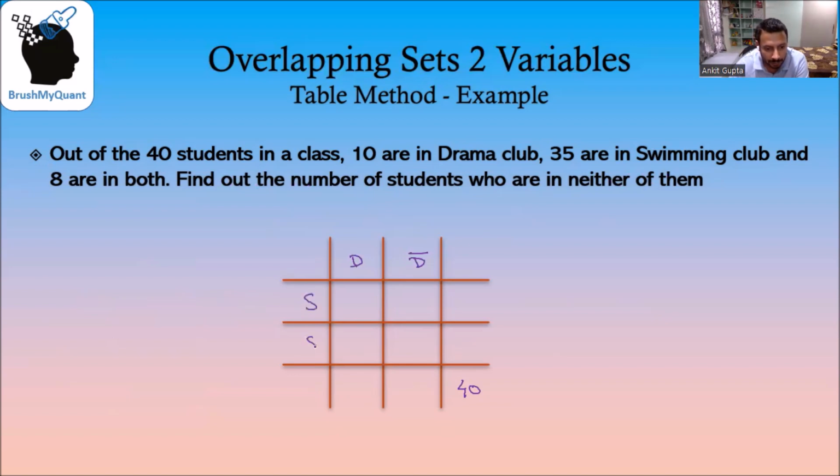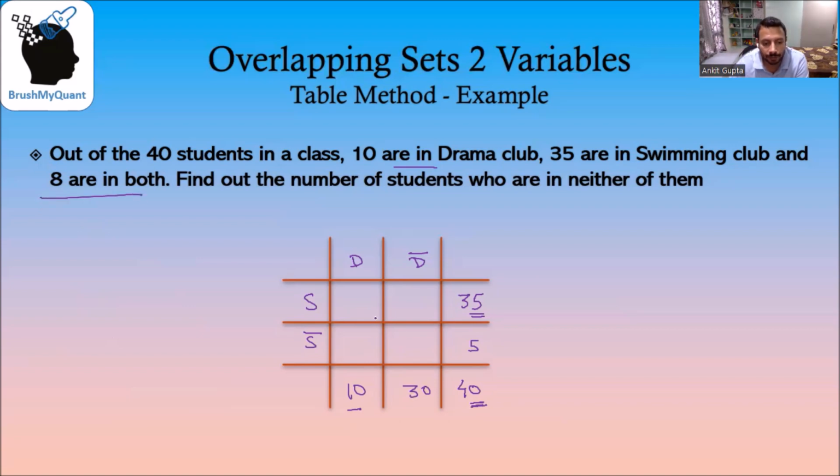So we have swimming and non-swimming. So 10 are in drama club in total. That means this becomes 10. And 35 are in swimming club. That means this becomes 35. This also means that since this is 35 and this is 40, so that means this will become 5. This is 10, this is 40, so this becomes 30.